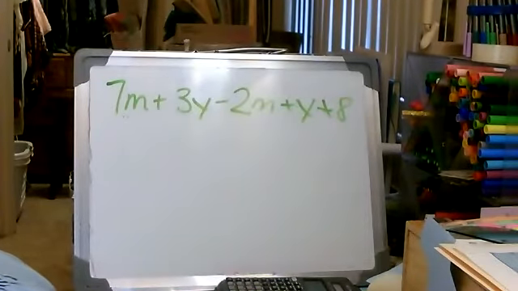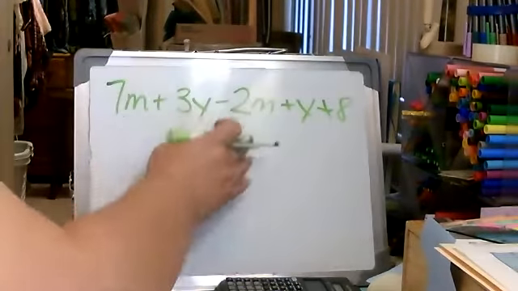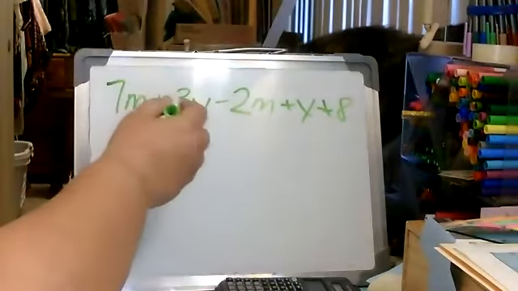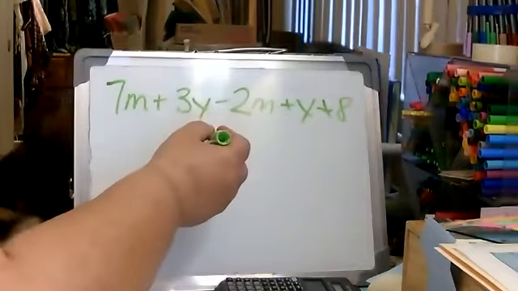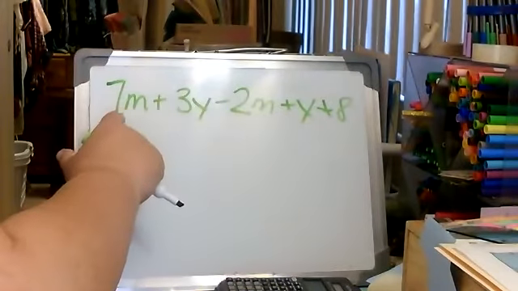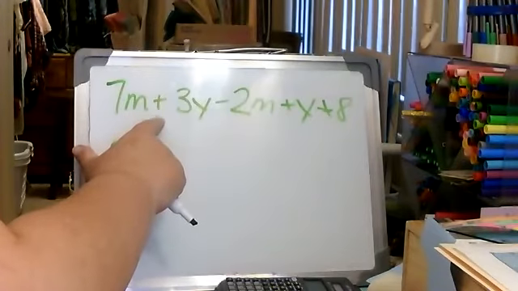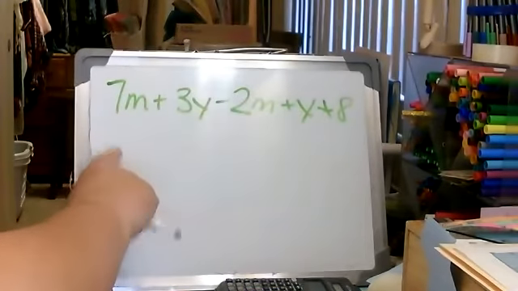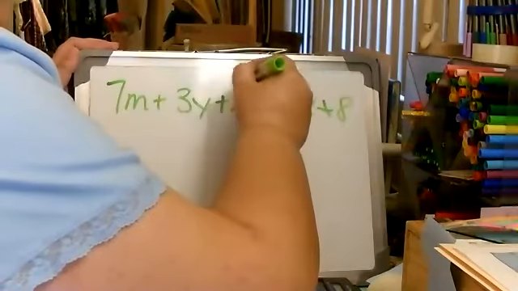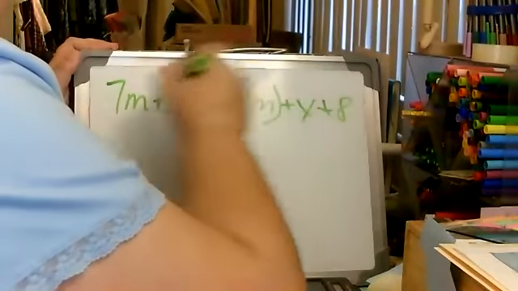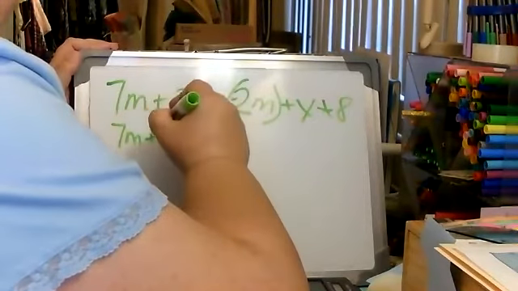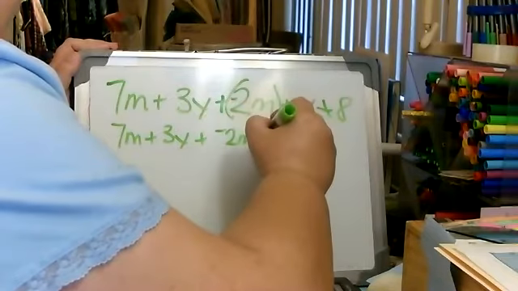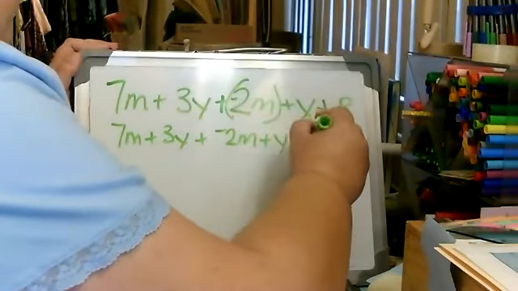Well, for one thing, what you need to understand is that because we are doing all these with like terms, it's very difficult for us to say minus this term, because this is 7m plus. So where does that plus go? Does it refer to this or does it refer to this? So from now on, we're not going to be saying minus 2m. We're going to say plus negative 2m. So 7m plus 3y plus negative 2m plus y plus 8.